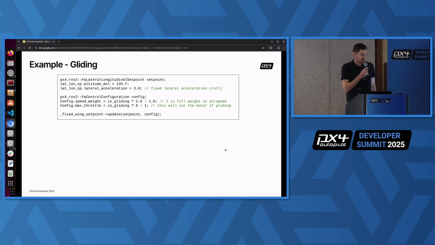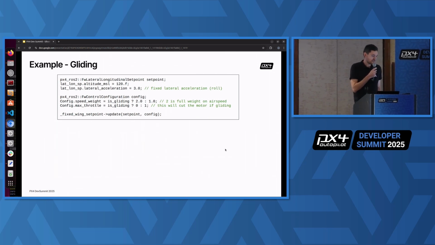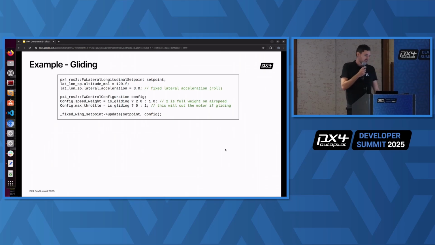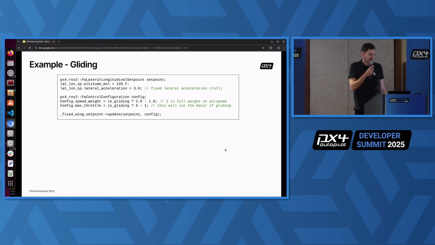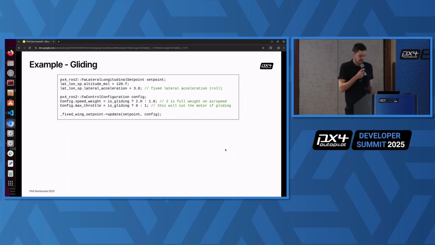And then I'm using now the configuration message I mentioned before. Here I have to distinguish between if I want it to have it gliding, then I set the speed weight to 2, which is full priority on airspeed. Otherwise, 1 is the medium between prioritization of airspeed and altitude. And max throttle, that's the way to disable the motor for the gliding phases.